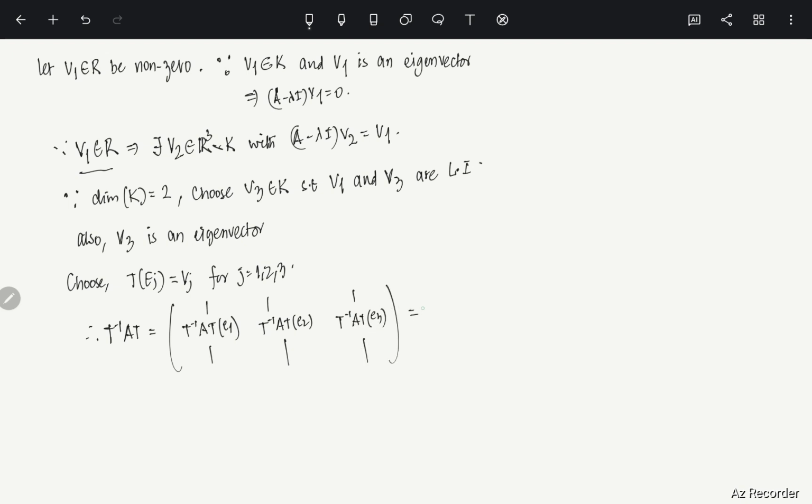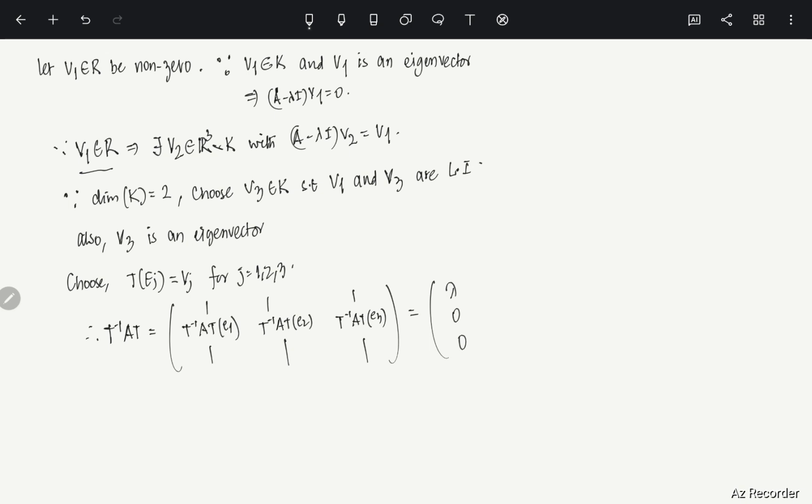That's the matrix. T of E1 is nothing but V1. What is A of V1? A of V1 is nothing but lambda V1. Now T inverse of lambda V1 is lambda times T inverse of V1, and T inverse of V1 is E1. E1 is 1, 0, 0, so we can write it as lambda, 0, 0.